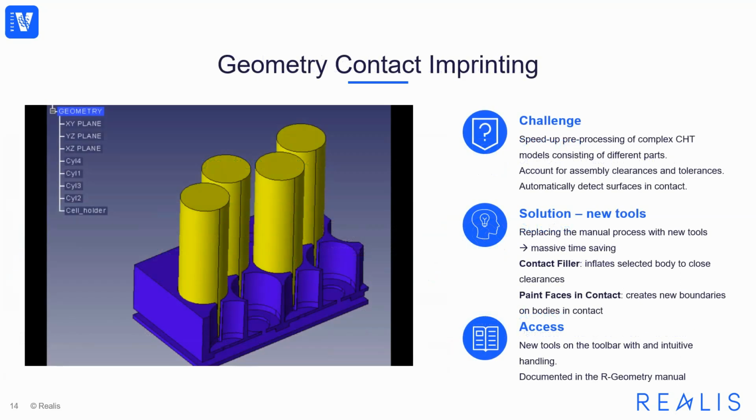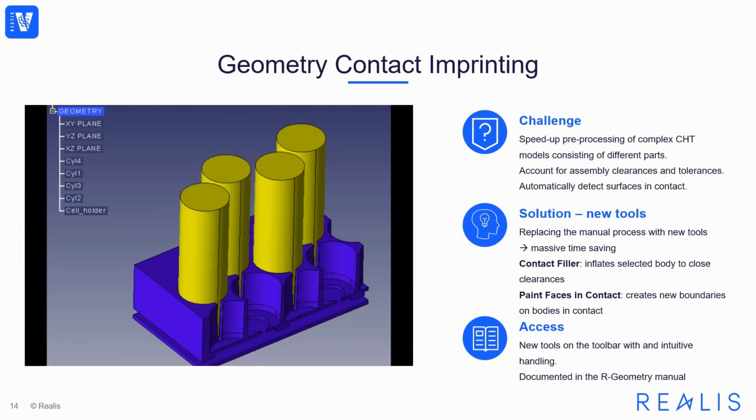Now coming to the new feature of our pre-processing tool, RGeometry. Geometry contact painting drastically reduces the geometry preparation and mesh assembly time for complex conjugate heat transfer analysis. Complex solid fluid assemblies typically include clearances and small gaps, which should be removed for CAE analysis. If left in place, such small gaps can make the simulation of heat transfer inaccurate or lead to a deterioration of the solver convergence and therefore an increase of the computational time.